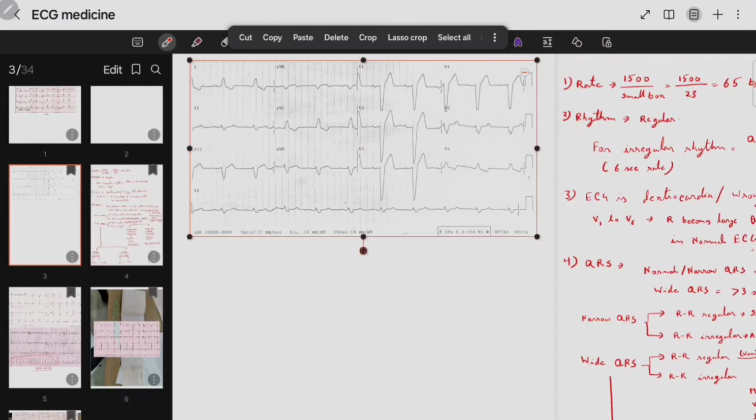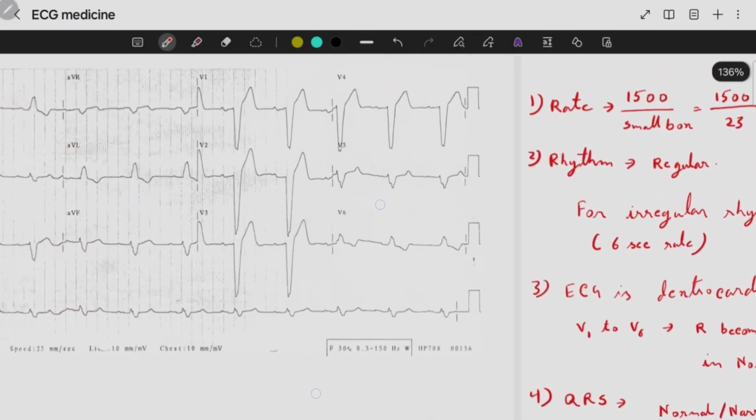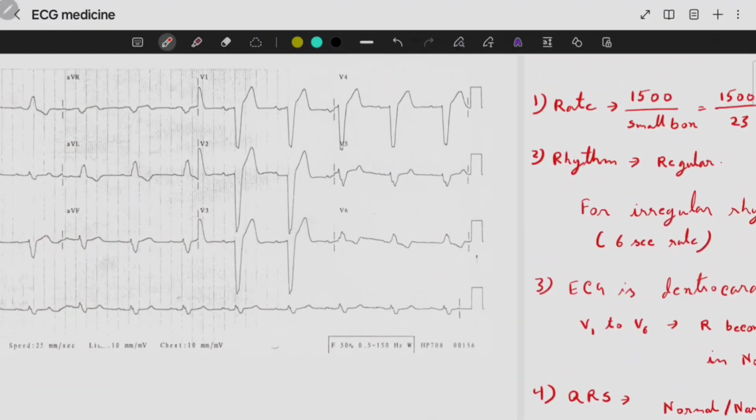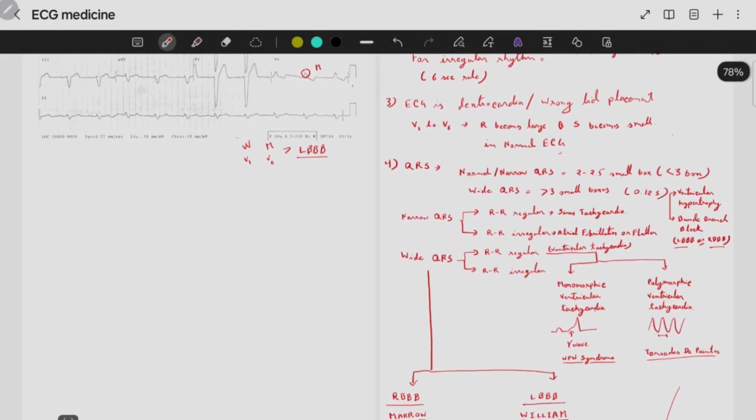Now see this ECG. Here you can see in V1, it is the W type. And you can see V6, it is the M type. So W and M means William. So it is left bundle branch block. So hope you understand the right bundle branch block ECG and left bundle branch block ECG.